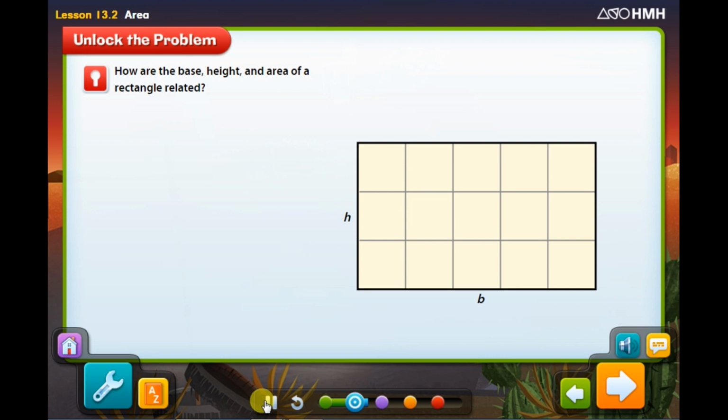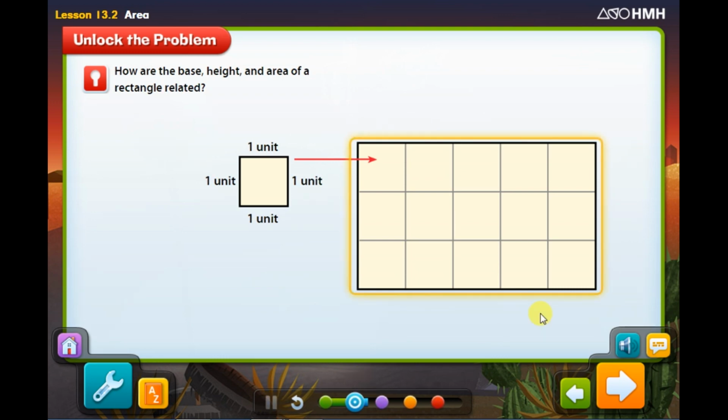The base and height of a rectangle: what do they have to do with the area? Area is the number of square units needed to cover a flat surface without gaps or overlaps. A square unit is a square that is 1 unit long and 1 unit wide. To find the area of a figure, count the number of square units inside the figure when it's covered without gaps or overlaps. How many square units cover this rectangle?